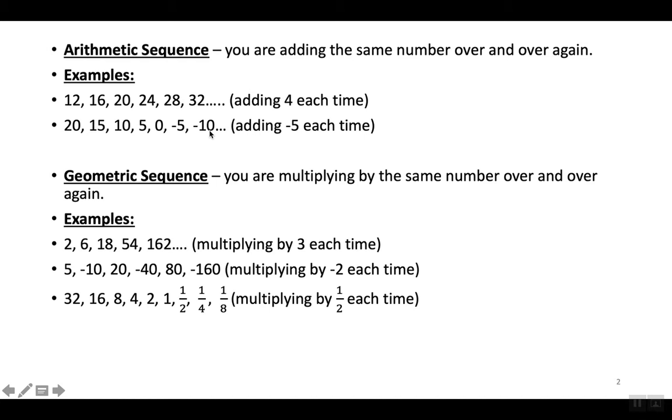Obviously, your first instinct should be to say that you're subtracting 5 each time, which is correct. Another way to say that is that you're adding negative 5 each time. They're both correct, all right? Let me say that real quick in Spanish.